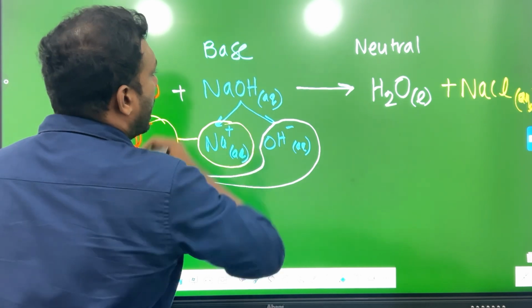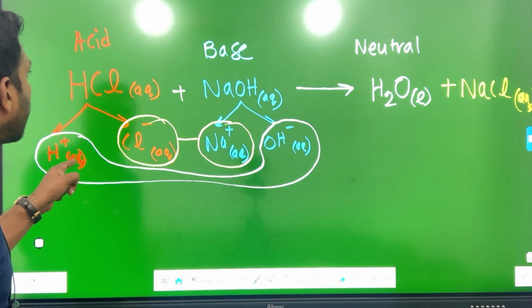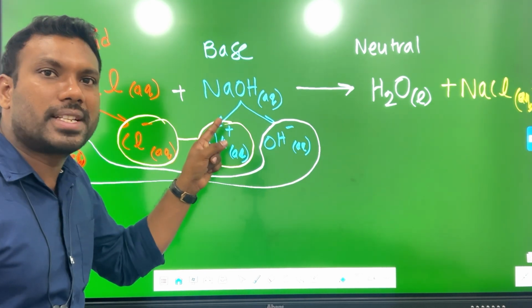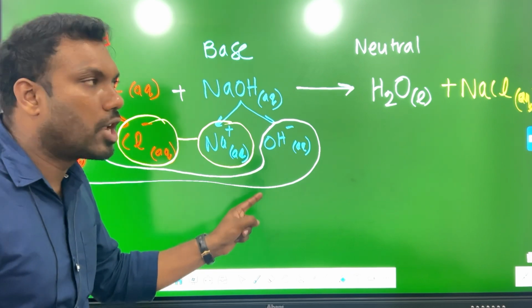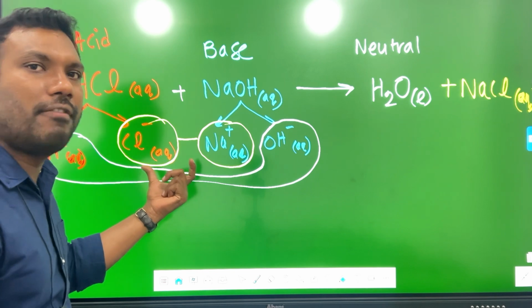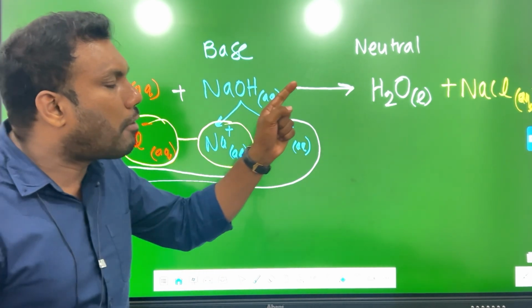So keep it in your mind, during a neutralization reaction, the H plus ions released by the acid react with OH minus ions released by the base to form water molecules, and the remaining positive and negative ions in the aqueous medium combine to form the salt.